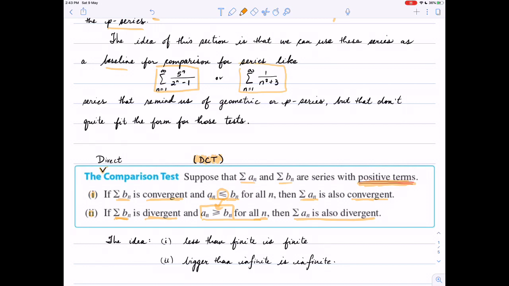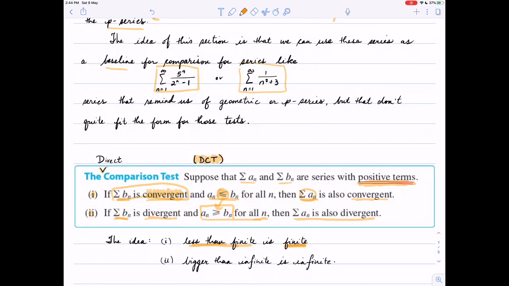What's going on here is that if b sub n is convergent, and every term of a is less than the b sub n term, then the sum of the a sub n is less than something that is finite. And less than finite is finite, right? If the b sub n are convergent, then their sum is finite, and less than finite is finite.